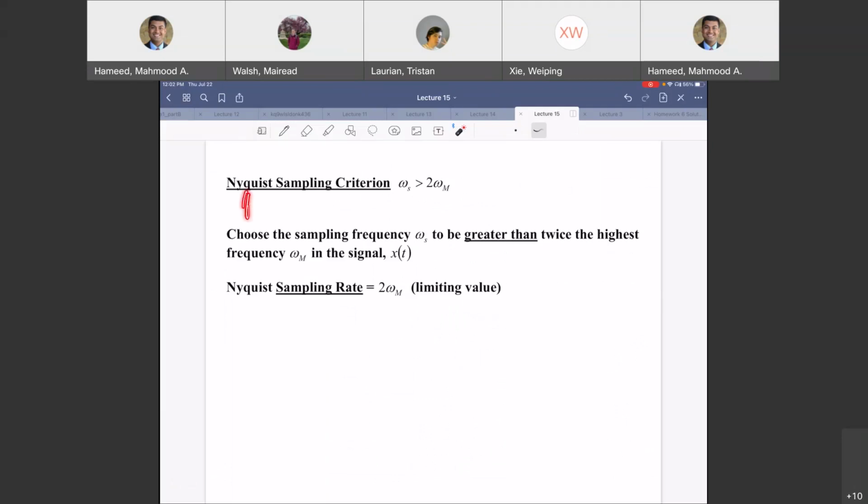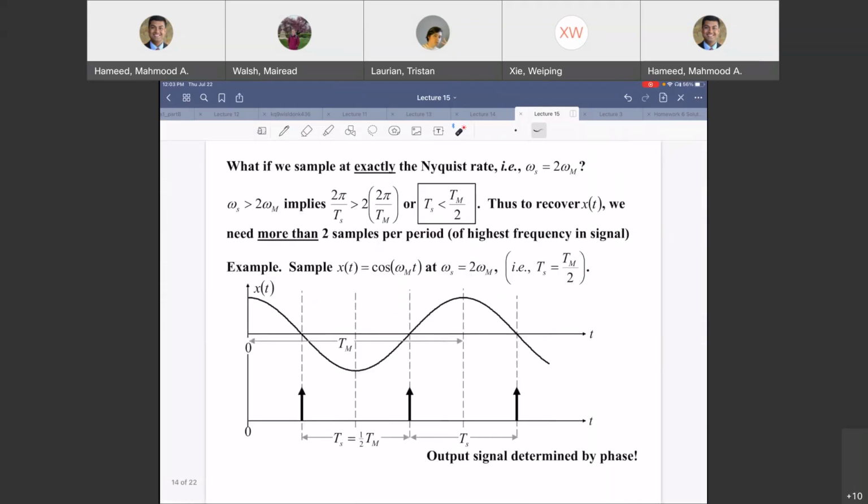All right, let's see. The Nyquist criterion says that in order for you to be able to reconstruct the signal, you need to sample at twice the maximum frequency of the signal. Choose the sampling frequency greater than twice the highest frequency in the signal. There are many frequencies in the signal. Find the highest one, and sample at more than twice that value. Nyquist rate is twice the maximum frequency. That is a limiting value. You can be at Nyquist or greater. You cannot go lower. So suppose we sample exactly at the Nyquist rate. We are sampling the signal exactly at twice the maximum frequency.